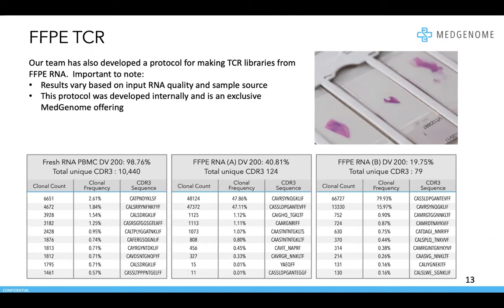The quality is going to be pretty bad regardless from FFPE, but even within the low quality RNA that you would expect, there's still a range of DV200s that you might get. And I included this figure at the bottom that comes from our white paper, but you can see that as the DV200 decreases, you see a significant decrease in the amount of total unique CDR3s detected as well. So the worse quality the RNA, the fewer clonotypes you're going to detect.